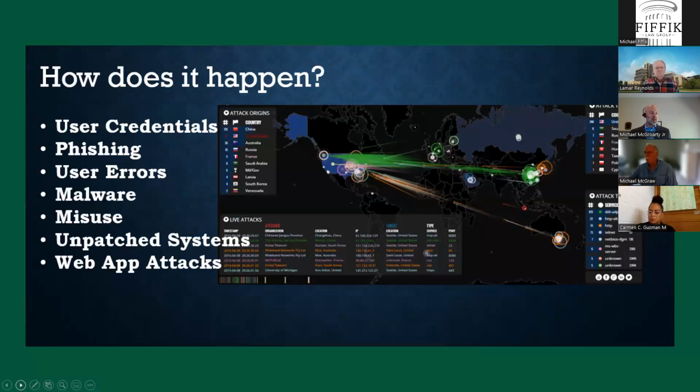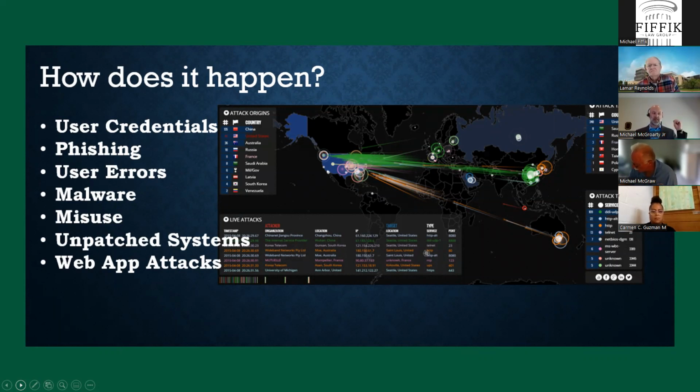So how does hacking happen? These are some of the top ways. The next two screens, we're going to talk about that. User credentials is the number one: figuring out someone's password and getting into a system or all of their systems that way.